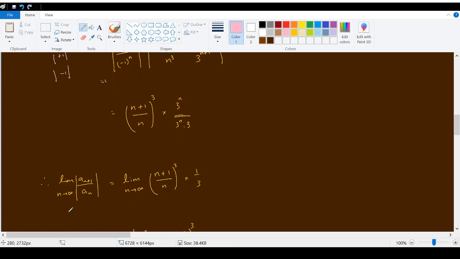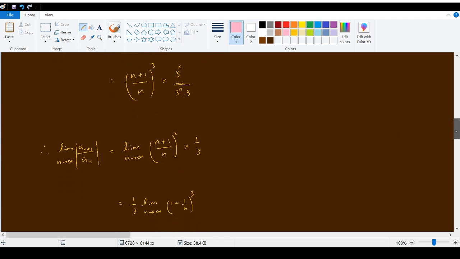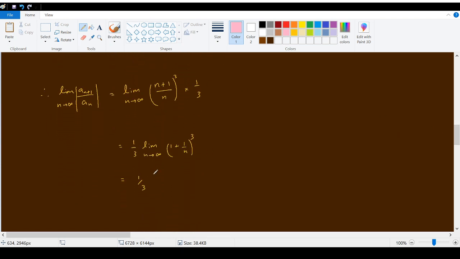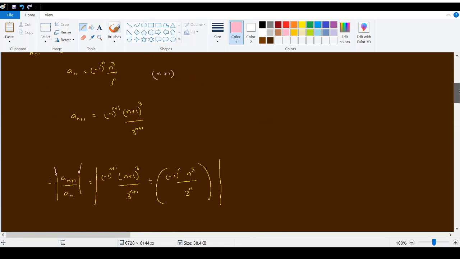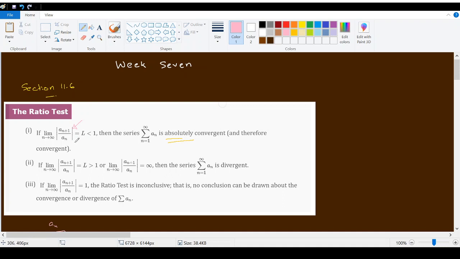So you have to take the limit of this an plus 1 divided by an, and the limit will be like this. You can compute the limit, and then you can see that the limit is equal to 1 over 3. Now have a look at this one again. So here the limit is equal to 1 over 3, and we have the limit less than 1. Strictly less than 1. Now here you have a strict inequality. So our limit is less than 1.